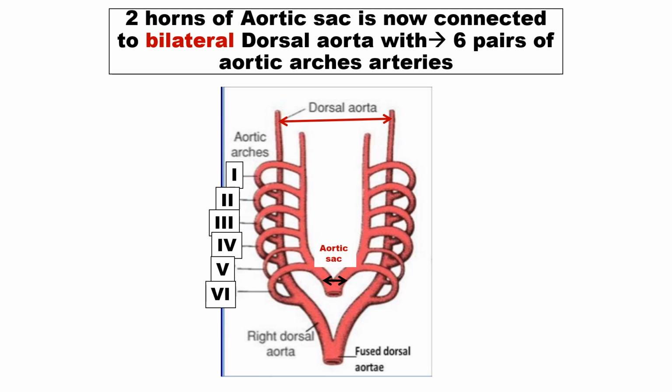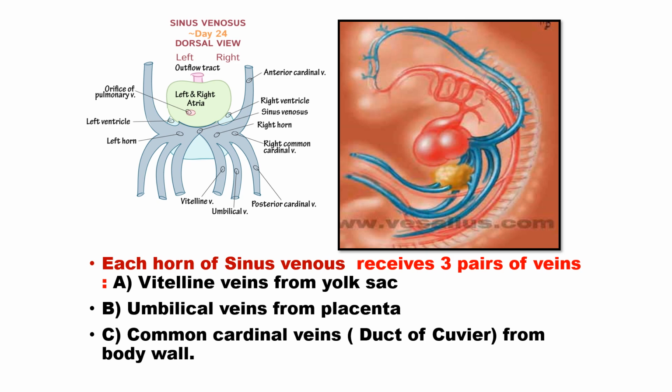The two horns of the aortic sac are now connected bilaterally to the dorsal aorta by 6 pairs of aortic arch arteries. The fifth is rudimentary and completely disappears. Each horn of the sinus venosus also receives 3 pairs of veins: the vitelline veins most medially, from the yolk sac; the umbilical veins, carrying oxygenated blood from the placenta; and the common cardinal veins or ducts of Cuvier, which drain the blood from the body wall of the embryo.